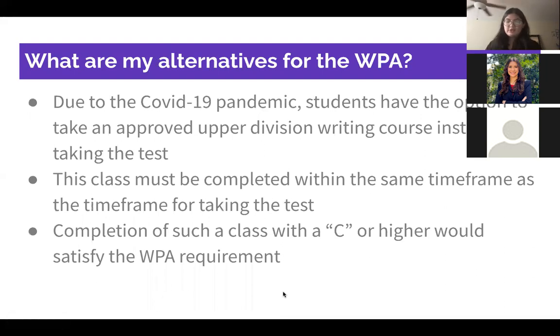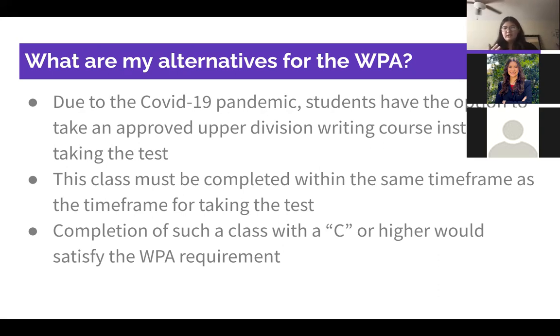Alternatives for the WPA. Disclaimer, because of COVID, these rules are changing pretty frequently. So this is the most up-to-date information that I have. But if you're unsure, you want to get a second opinion, definitely reach out to the WPA testing services and make sure that these opportunities are still available to you all.